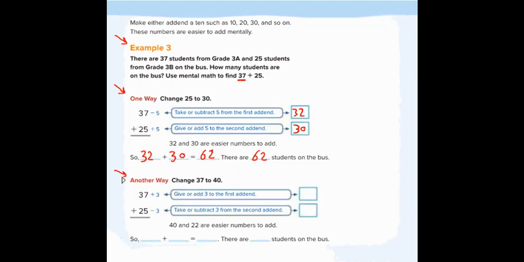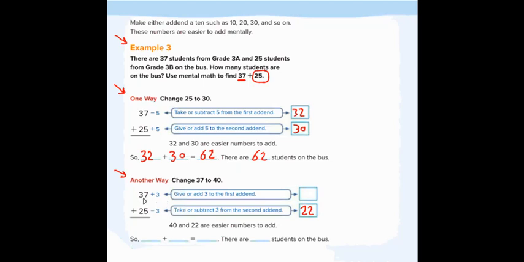The other way, to change 37 to 40, we need how many? Yes, we need 3. So we will take this 3 from the other number, which is 25. 25 minus 3 is what? Yes, it's 22.